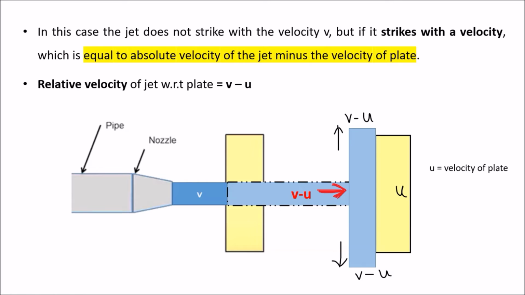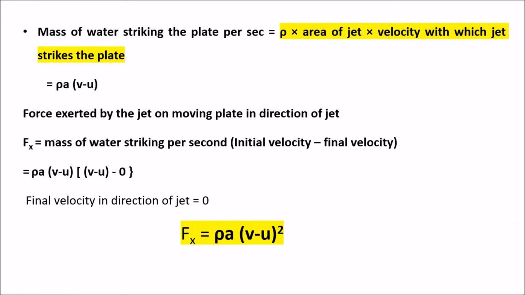Now for calculating this, we consider the mass of water striking the plate. First we calculate the mass. The mass is rho into area of jet into the velocity with which it strikes the plate, that is rho a (v minus u). Here v minus u is the velocity with which the jet strikes the plate.